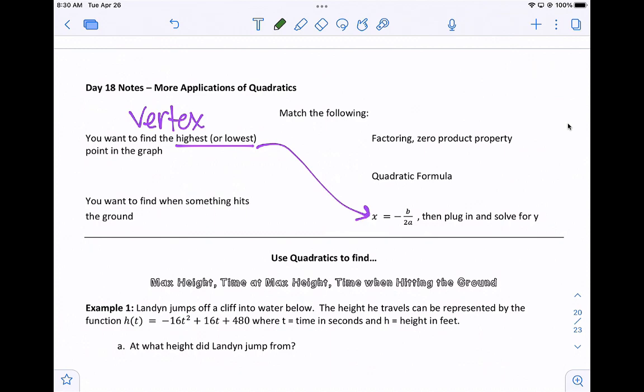When you want to find when something hits the ground, those are the x-intercepts, or the zeros or the roots. And to find the x-intercepts, you can factor and use zero product property. You can also use quadratic formula. So let's practice using those. So identifying what to use and how to use it.